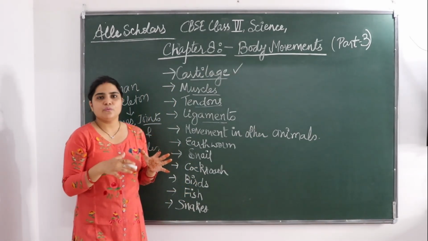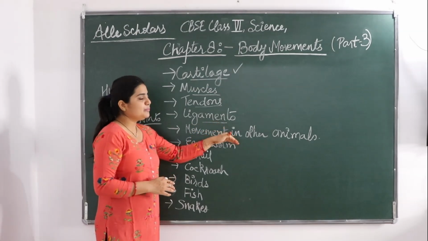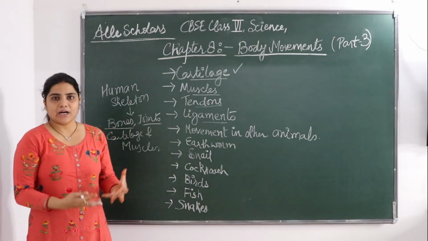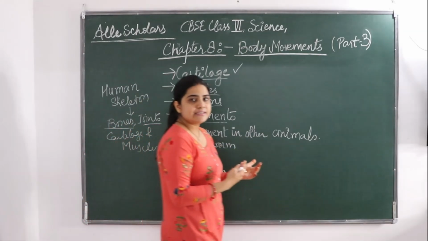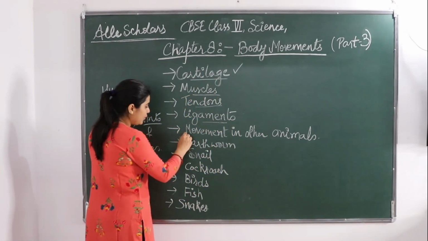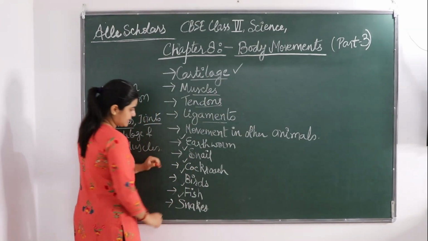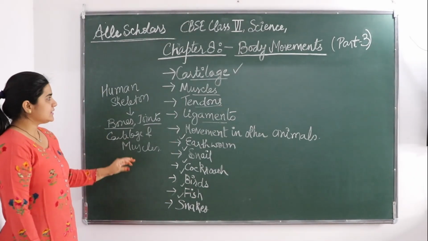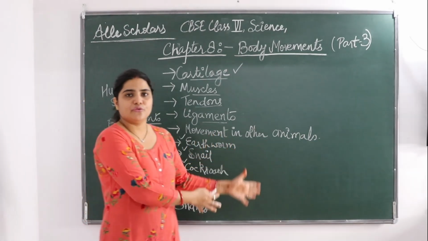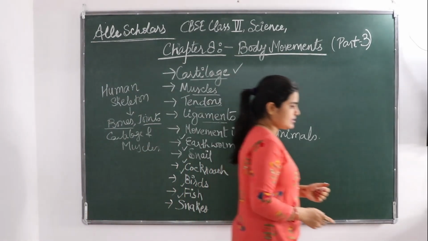So we have seen the movement in humans. Now in this video we are going to see movement in other animals. We have seen how human beings move, which parts they use; we walk or run using our legs. In other animals like earthworm, snail, cockroaches, birds, fish and snakes, we are going to discuss how they move and which part of the body helps them to move from one place to another. First we will start with cartilage. Let's start.